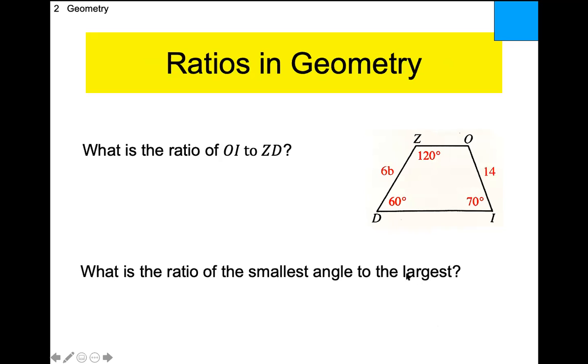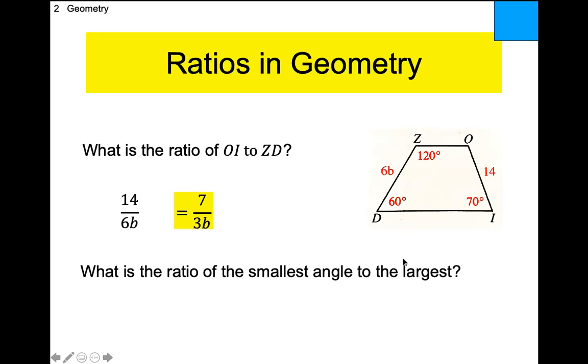They're going to give you a shape of some sort and give you some information and ask you to set up a ratio. So if we were to do the ratio of OI to ZD, well, OI is 14 and ZD is 6B, so it's not any more complicated than what you would think. If I do OI to ZD, remember in fraction form, it will go exactly the way it appears. This will be your numerator, this will be your denominator. So it will be 14 over 6B. We certainly could, if we choose, reduce this to 7 over 3B. Homework, they assume that you would like to reduce the fractions, okay?